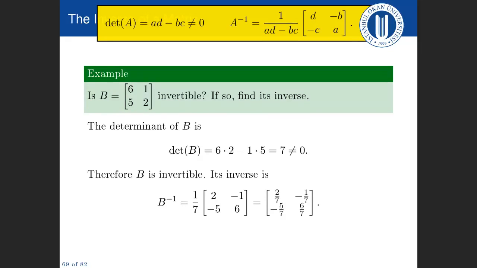The 6 and the 2 swap places, and the 1 and the 5 get a minus sign in front of them. B inverse is 2 over 7, minus 1 over 7, minus 5 over 7, 6 over 7. Now I'm going to leave it for you to check that if we do B multiplied by B inverse, then we get the identity matrix. And the same if we do B inverse multiplied by B, I'll leave it for you to check, we also get the identity matrix.